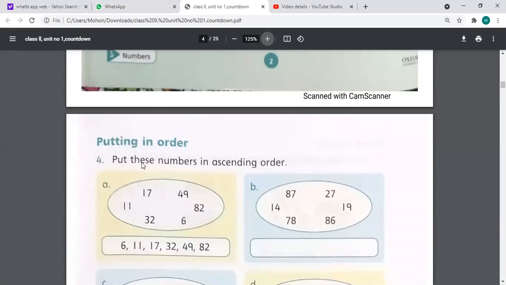Now question number 4 is putting these numbers in ascending order. What is the meaning of ascending order? It means that we have to start from the smallest one and go until the biggest one. You can see they give you 6 values in this circle, and we have to start from the smallest one and go until the biggest one. Ascending means that you start from the smallest and end at the largest. Now I'm going to do the B part for you on the board.